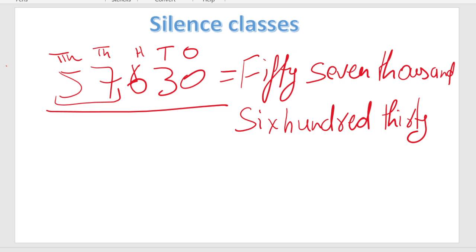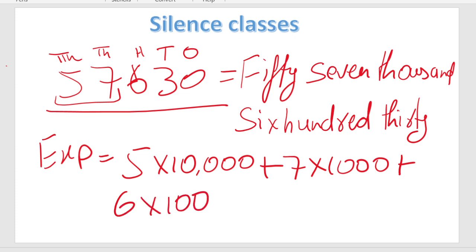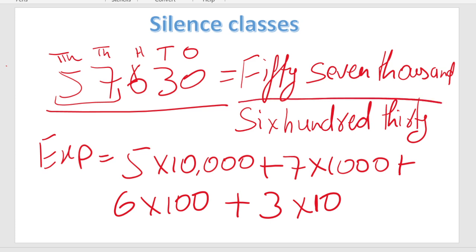Okay, and if I have to write it down in expansion method, 5 is in the 10,000 place, 5 multiplied by 10,000, plus 7 is in the thousands place, 7 multiplied by 1000, plus 6 is in the hundreds place, 6 multiplied by 100, 3 is in the tens place, 3 multiplied by 10, and the ones place is 0, so we don't have to write it down. Okay, so this is the expansion method, and this is the number name, or you can say in words.